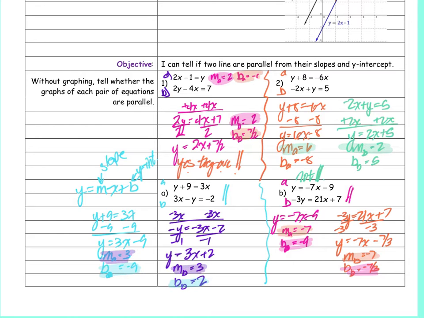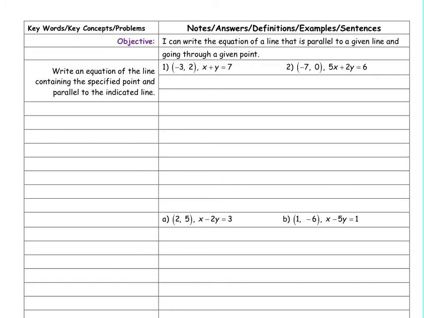Okay. All right, so we're going to go on to the second page here. We're going to write the equation of the line containing the specified point and parallel to the indicated line. So I need an equation of a line that goes through this point that they've given me and is parallel to this line. Okay, so if it's parallel, that means it needs to have the same slope. So that means I'll have a point and a slope.